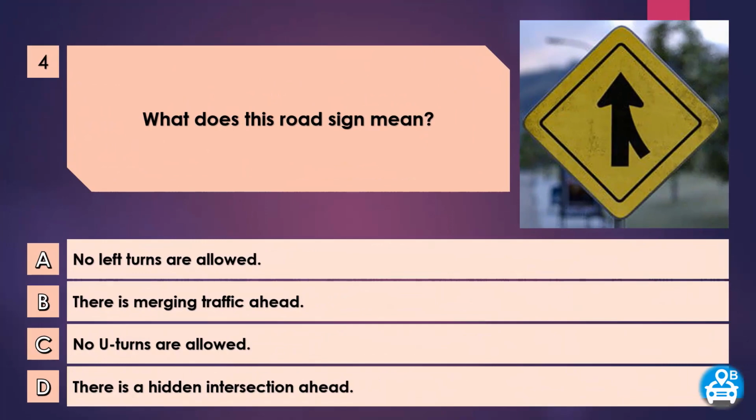What does this road sign mean? A. No left turns are allowed. B. There is merging traffic ahead. C. No U-turns are allowed. D. There is a hidden intersection ahead.